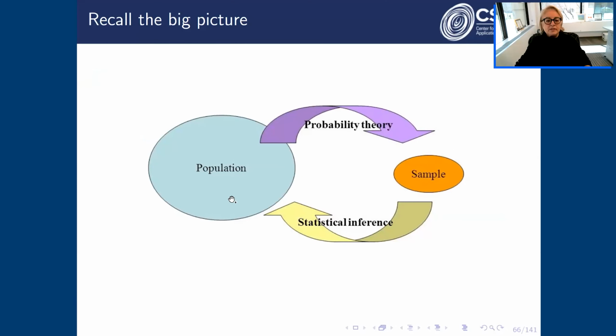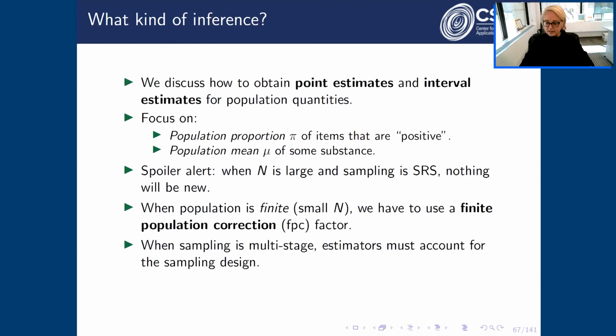So remember the big picture, right? We have a population, we draw a probability sample, and we use probability theory to get a probability sample. And then once we have these sampled items, we want to infer something about the population. So we want to learn something about the population using those sampled items. There's many different types of inference we might want to make. Essentially, this is what kind of questions do we want to answer?